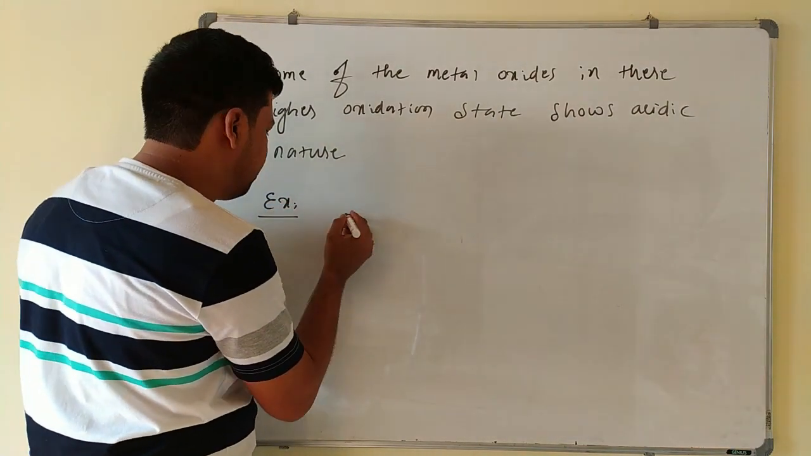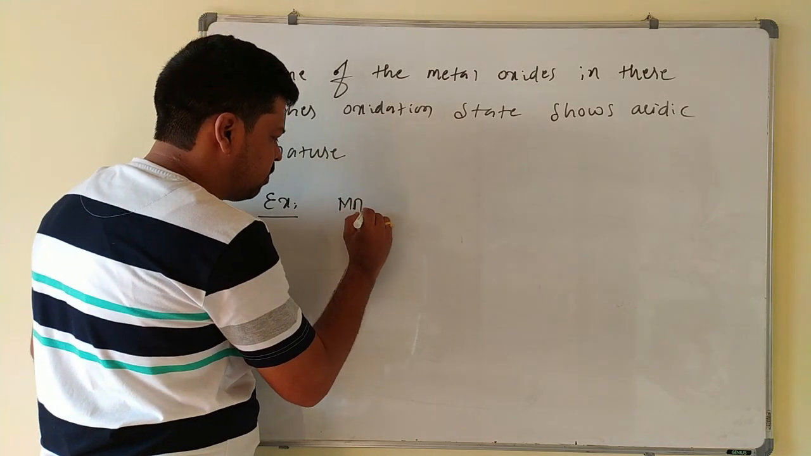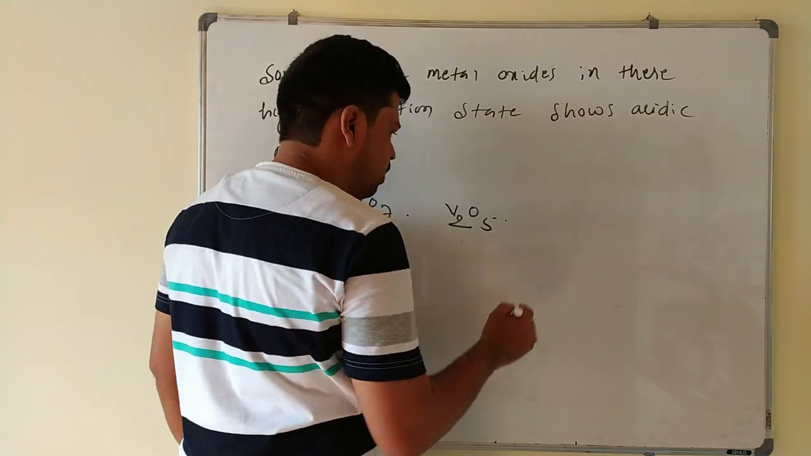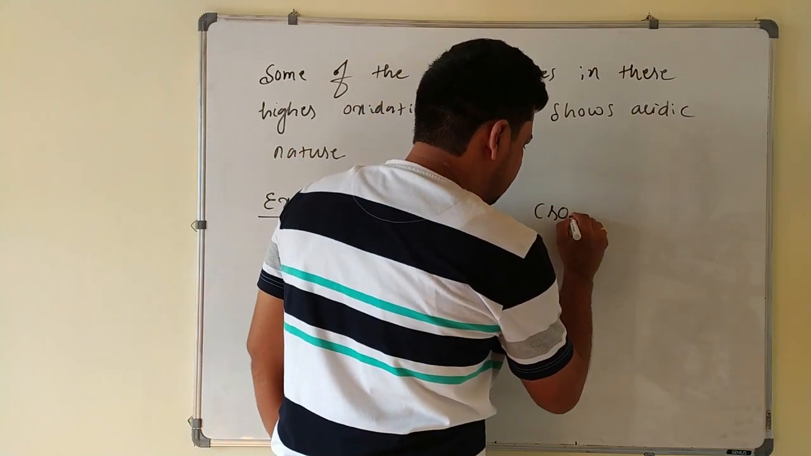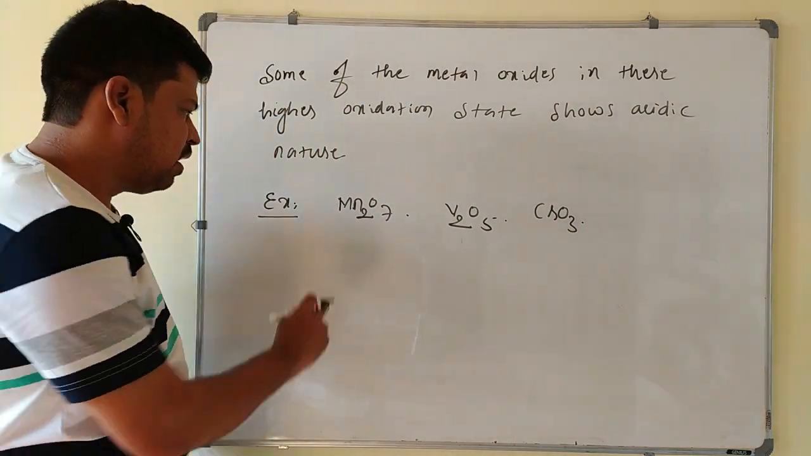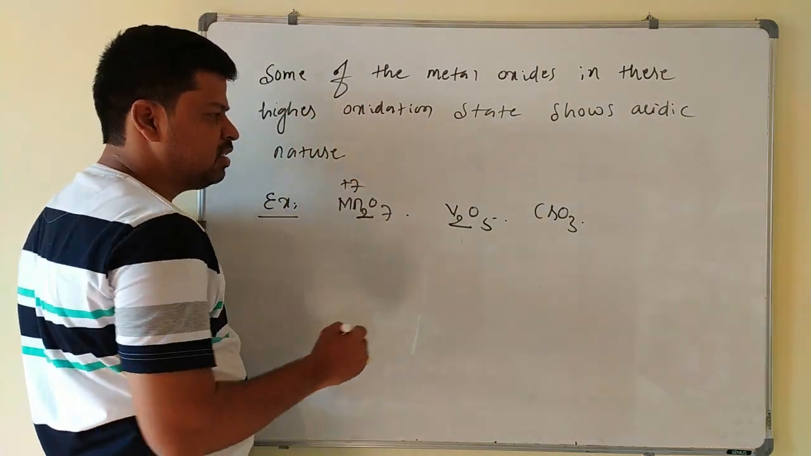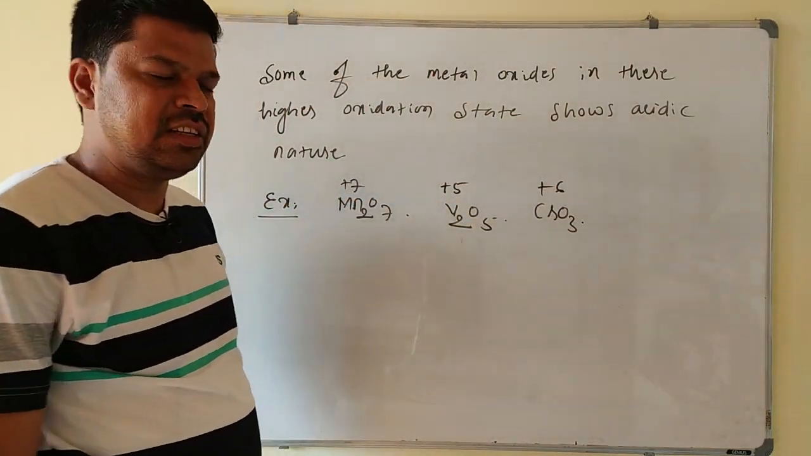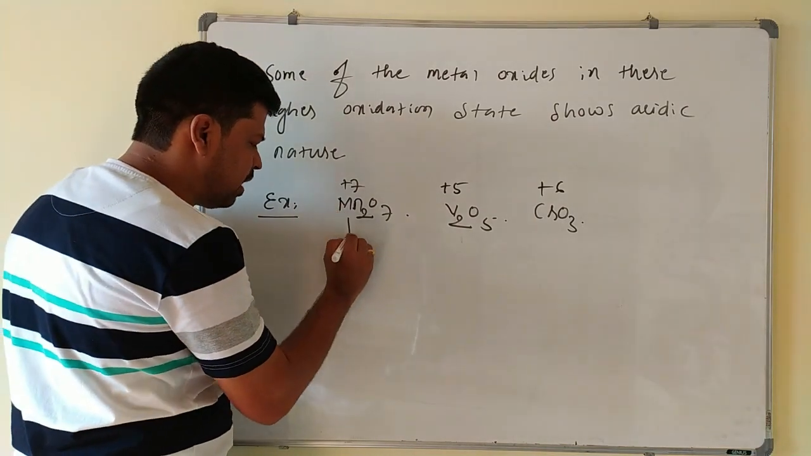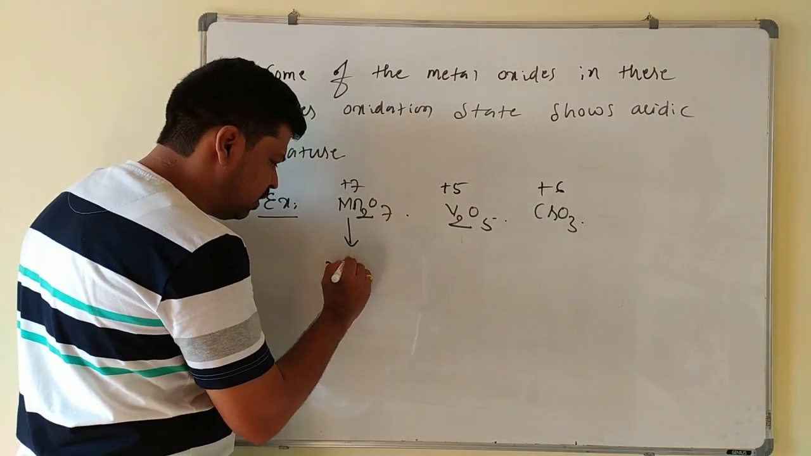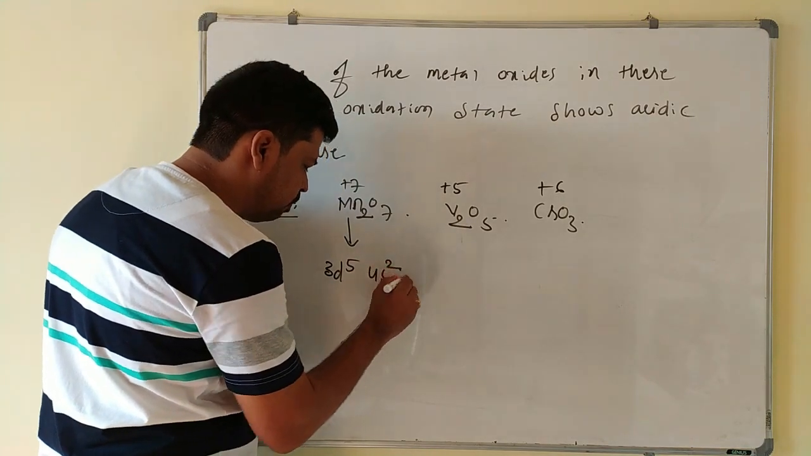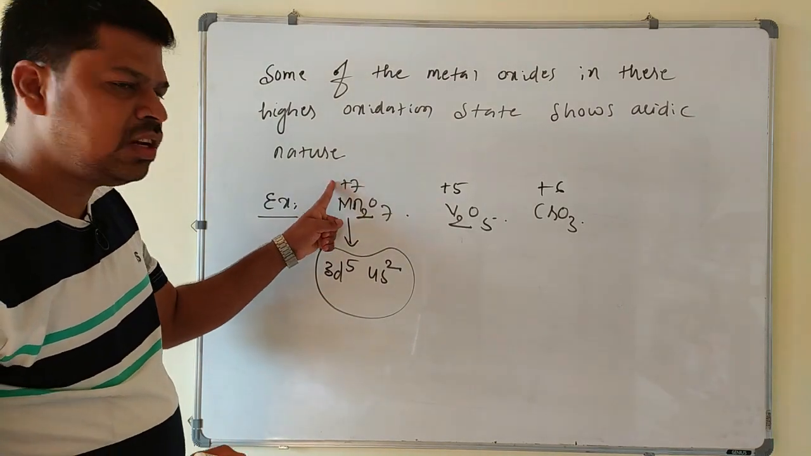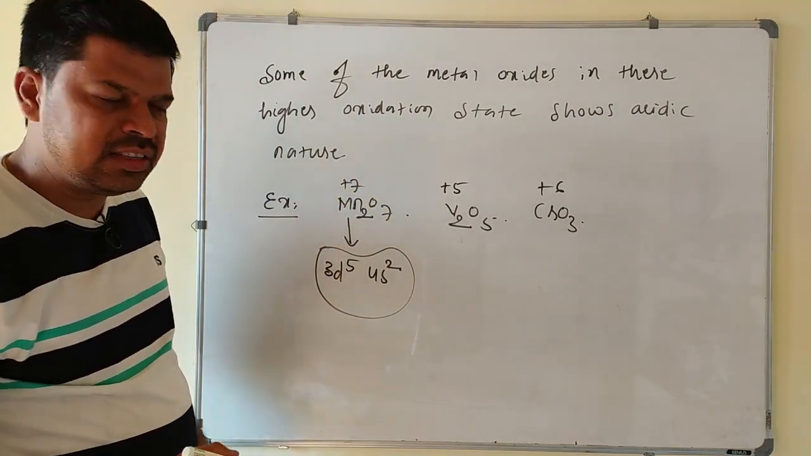Example, usually d block metals: I will take Mn2O7. Next is V2O5, and you can take chromic oxide, that is CrO3. Here Mn is in the +7 oxidation state, vanadium in the +5 oxidation state, chromium in the +6 oxidation state. See here the electronic configuration of Mn: it will come out as 3d5 4s2. The maximum number of electrons in its valence shell is 7. All the electrons are lost. This is the highest oxidation state of Mn. Only this is showing acidic nature.